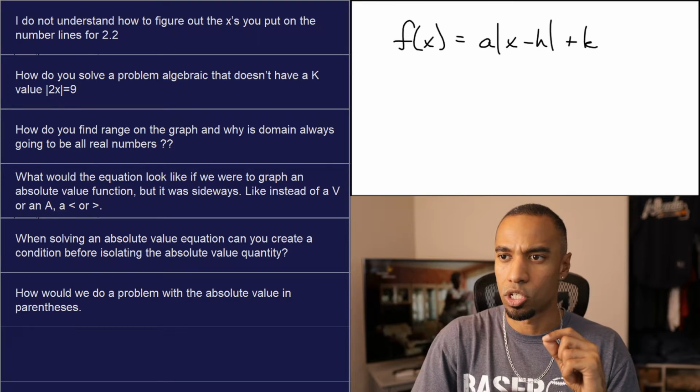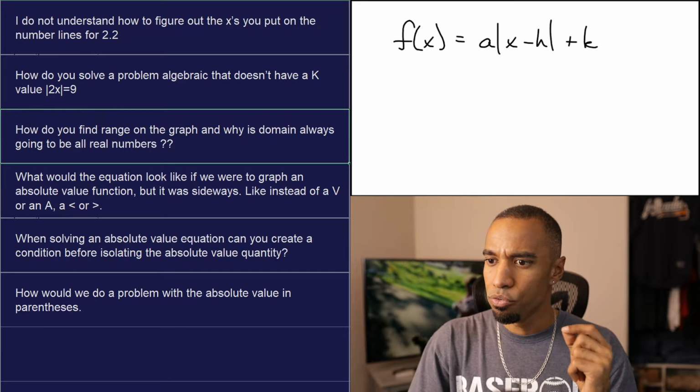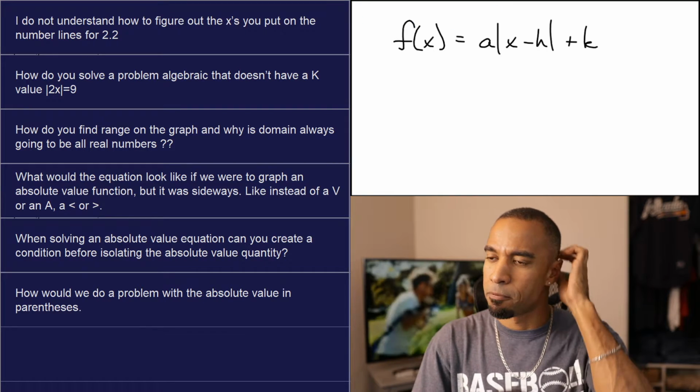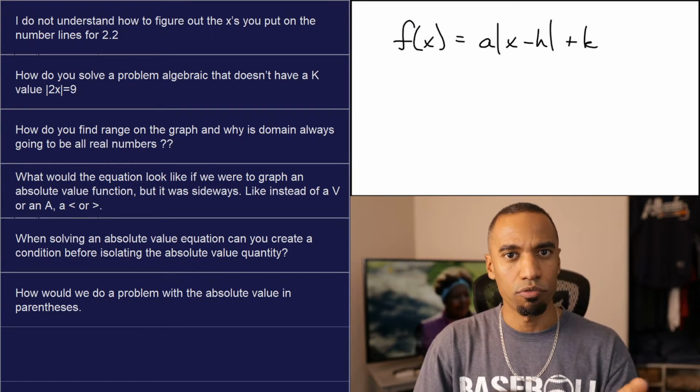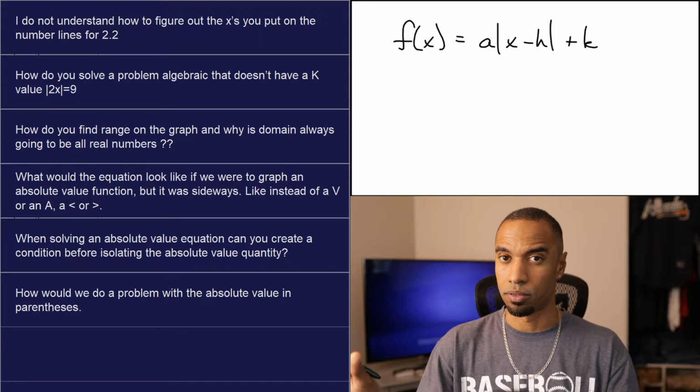Now your first question, what was it? How do you find range on the graph? Well, again, we're probably talking about absolute value. You might be asking in general.